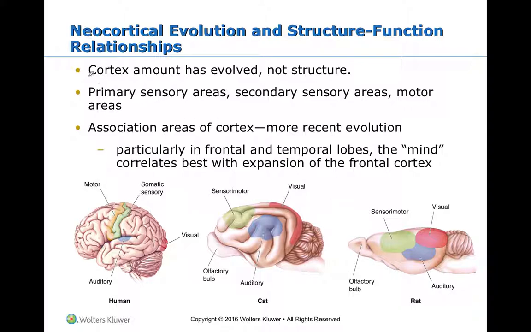But again, it's the amount of cortex that has really allowed humans to explode in regards to advancement in thought and logic. Association areas of cortex are a more recent evolution, particularly in the frontal and temporal lobes, where our mind really correlates best with the expansion of the frontal cortex. So we have a lot of association cortex that isn't primary cortex, but it's doing a lot of additional calculations and additional specializations with information that we're bringing in.